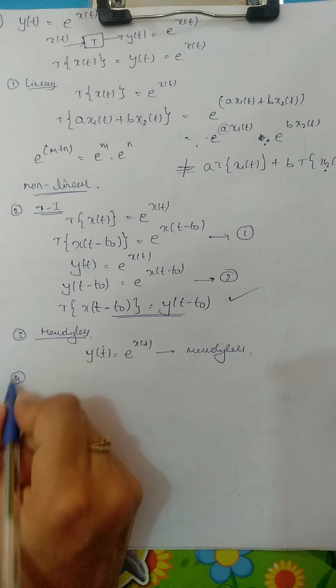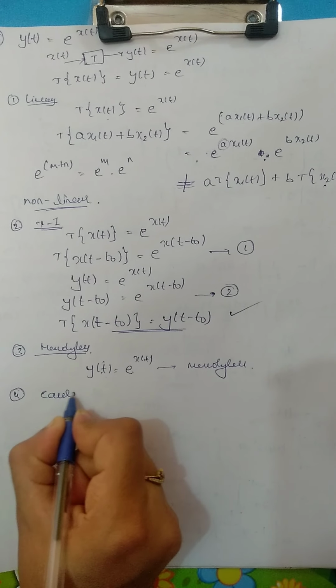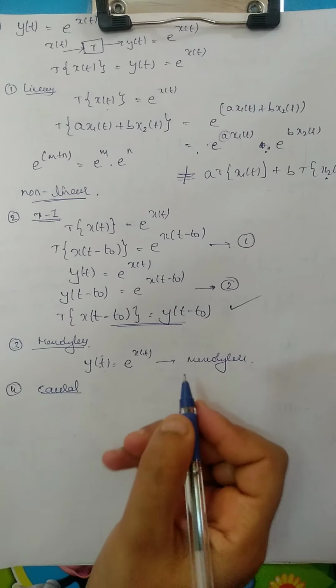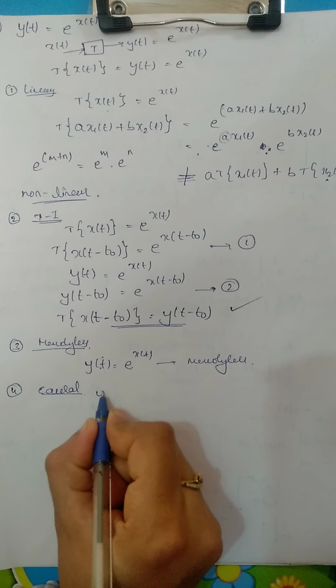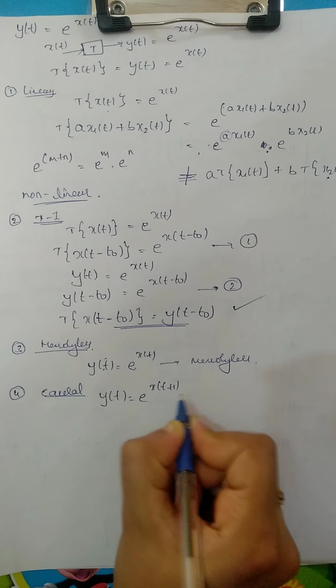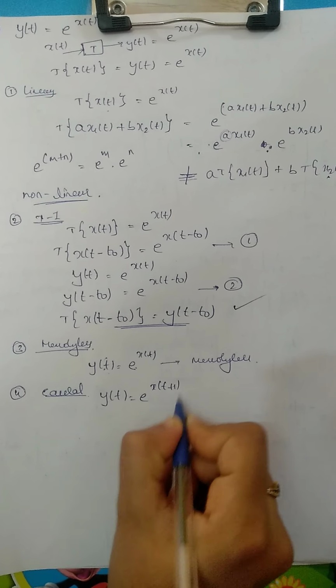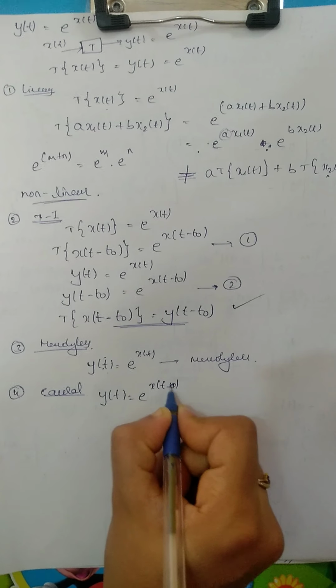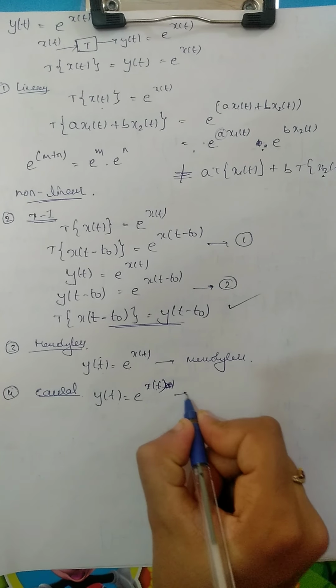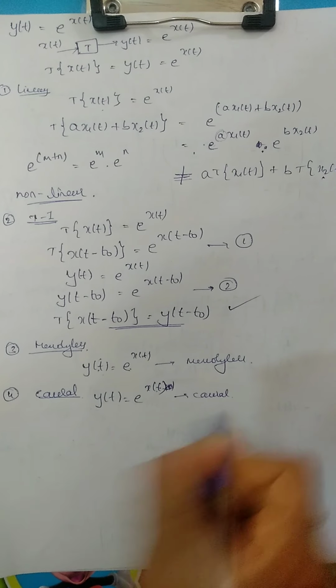Okay. Then the fourth one is causal. Causal means the output does not depend on the future value, right? For example, y of t is equal to e to the power of x of t plus 1. If it is t plus 1, then it depends on the future value. If it is not like that, just x of t, it depends only on the present value. So the system is causal.